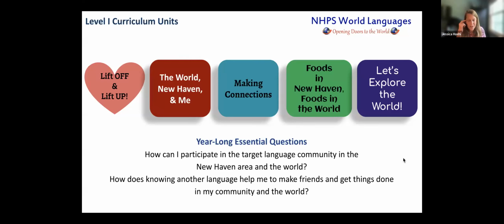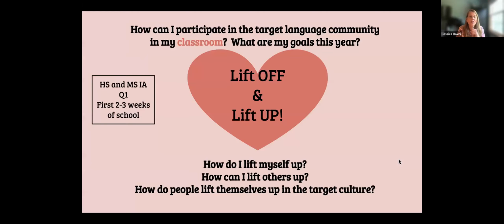I will tell you, because I saw in the chat, that we have an immigration unit in level 2 that we've had for a while that we really love. We have a human rights unit as the first unit in level 4, which we also really love. So that one is in there. So I'll tell you just a little bit about each of these units.